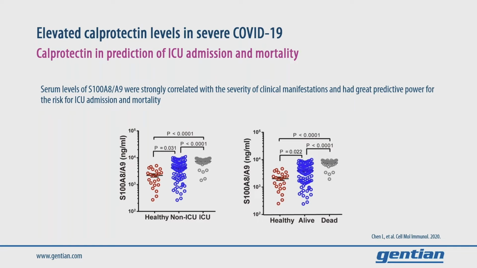So now let me just quickly illustrate some of the examples describing the value of calprotectin in COVID-19. First of all, calprotectin levels increase with disease severity from healthy patients, COVID-19 patients, and patients in need of ICU admission, as well as from survivors to non-survivors. So calprotectin is a strong predictor of ICU admission and mortality, thereby enabling a target care for patients at risk.